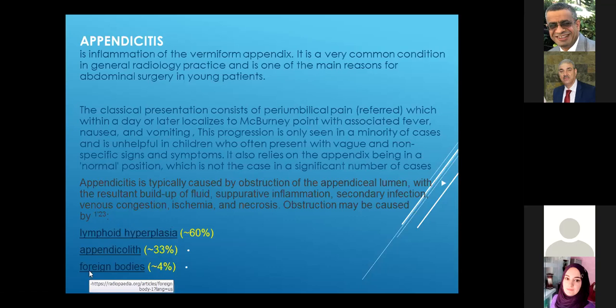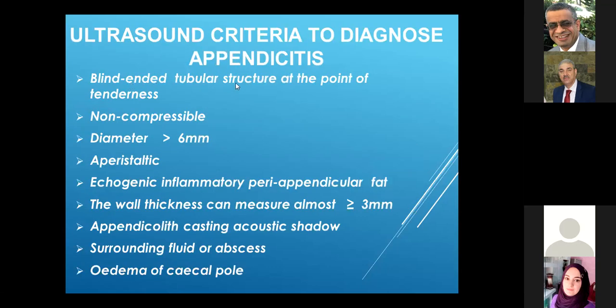Ultrasound criteria to diagnose appendicitis: a blind-ended tubular structure, non-compressible, diameter more than 6 mm, aperistaltic, and echogenic inflammatory periappendicular fat, wall thickness more than 3 mm, appendicolith casting acoustic shadow, surrounding fluid or abscess, edema of the cecal pole.